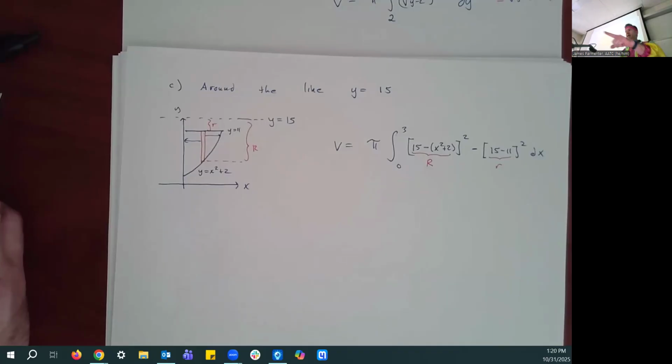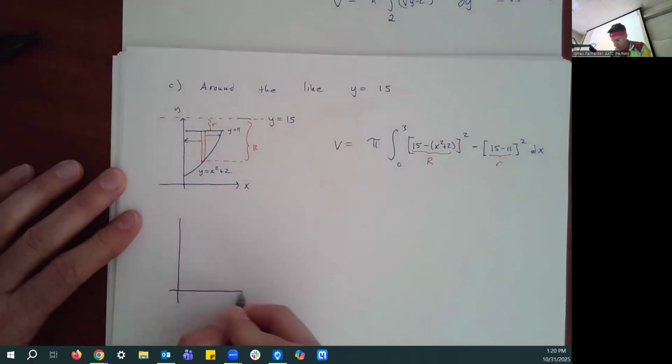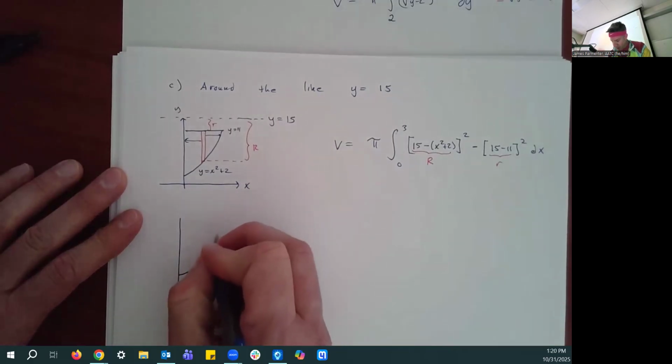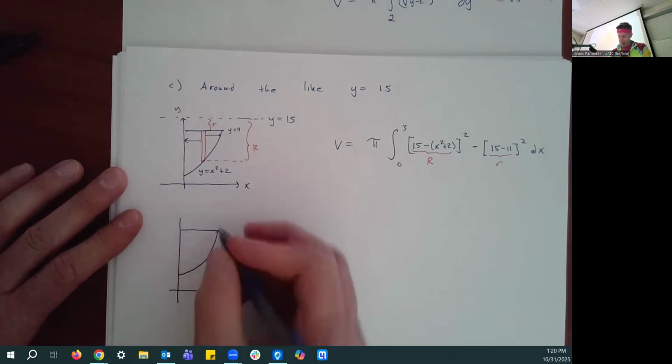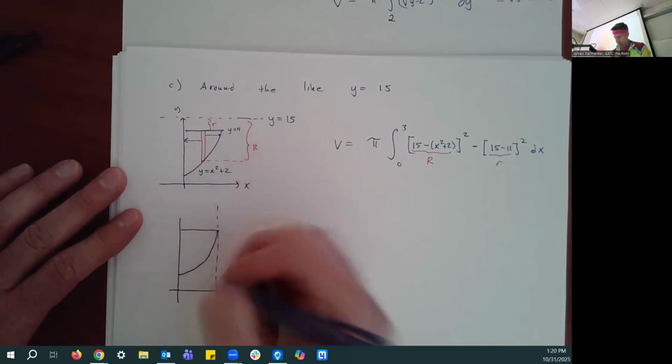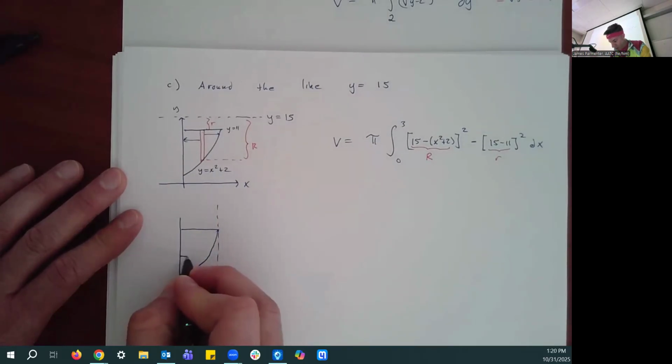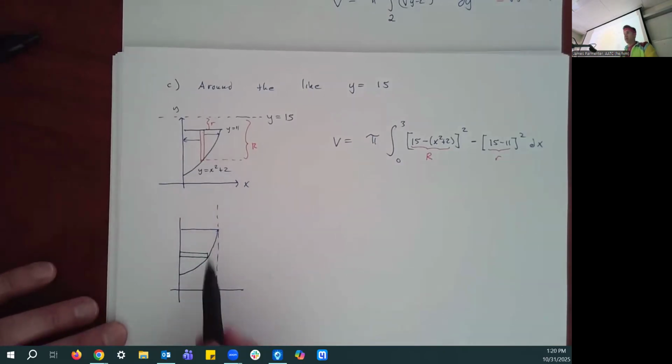x equals 3 is a good guess, but it is not correct. Here's why. The reason that's not going to allow us to use the disk method is because if we look at our axis of rotation here, and we draw a strip that is perpendicular to that axis anywhere in the region, it doesn't always touch the axis of rotation.